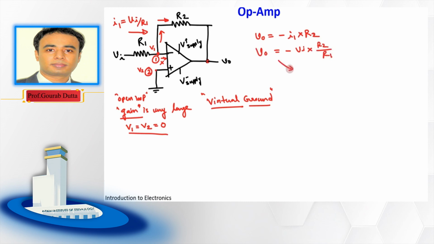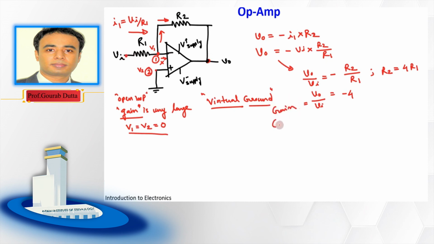Now I can also write it like this, V output by V input. So what is this V output by V input? It is equal to minus R2 by R1. Suppose this R2 is equal to 4 times R1, then V output by V input is equal to minus 4. What is this? It is the output voltage by the input voltage, which is nothing but the gain.